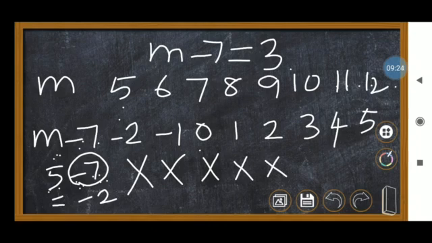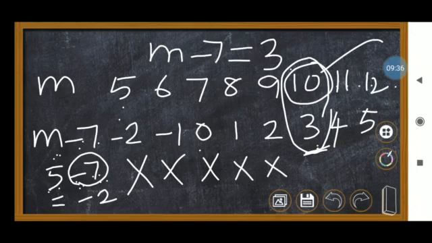But what will happen here? 3 came, so on the left hand side, m minus 7, 3 came. Which value if you put will give this? It is 10. If you put 10, then 10 minus 7 is equal to 3 on the left hand side, and the right hand side is 3, both are equal. That means this equation will be satisfied by m equal to 10. Only the value 10 will satisfy, the others will not.